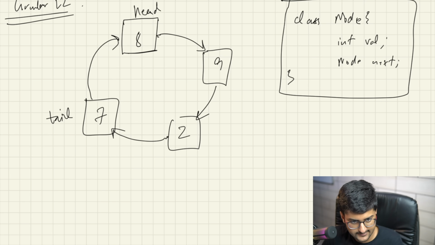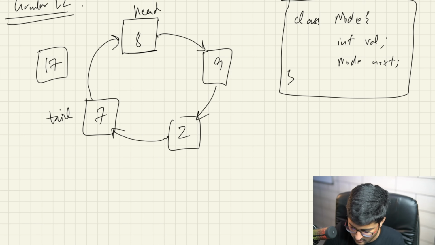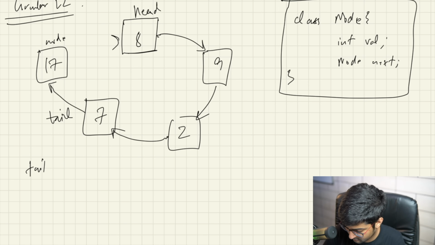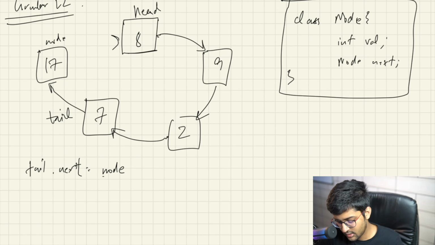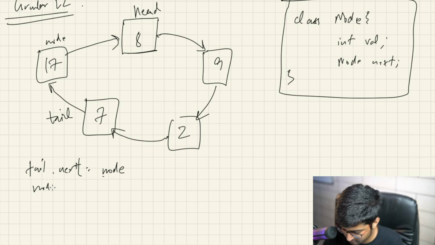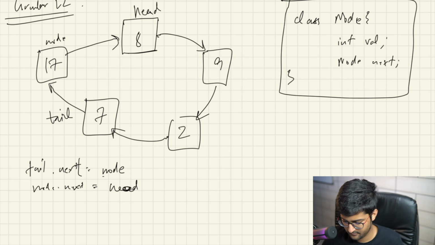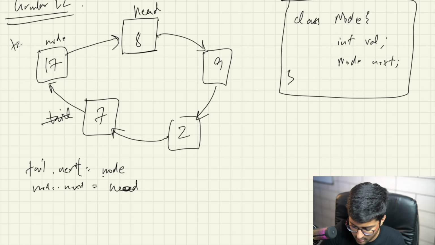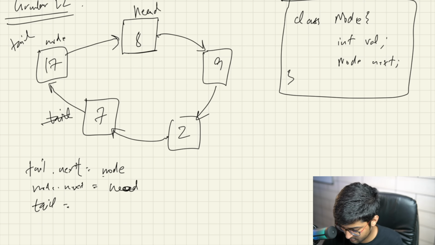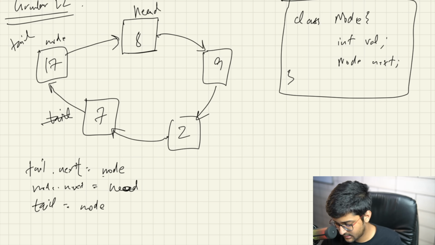So how do we insert? We have the tail pointer, for example. We can create a new node first, say 17. Okay, created a new node. I can say tail.next is equal to the new node I have just created. No thinking required. New node.next is equal to what? Head. Cool. Tail is going to be equal to what? Node. That's it.